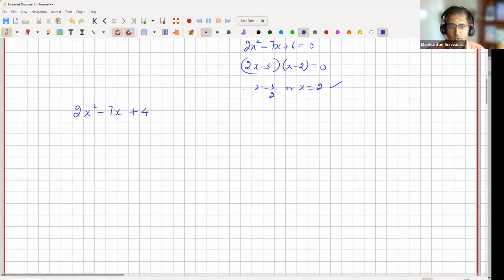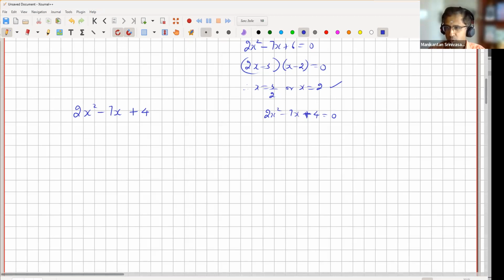Okay, so if I have 2x square minus 7x plus 4, that is not factorizable. I cannot find two numbers that multiply to 8 and sum to minus 7. Now therefore, how would I solve 2x square minus 7x plus 4 equal to 0 by factorization? I cannot. Therefore, I'll have to discover another way of solving this quadratic equation.